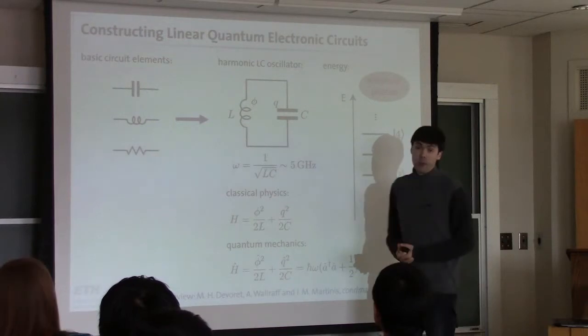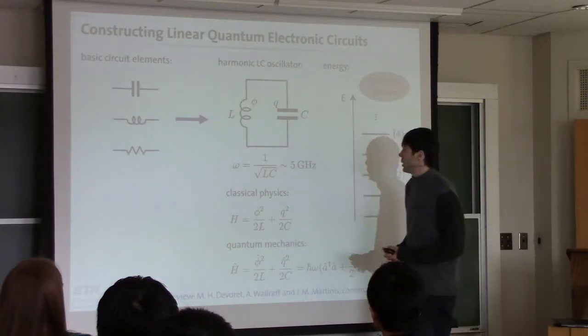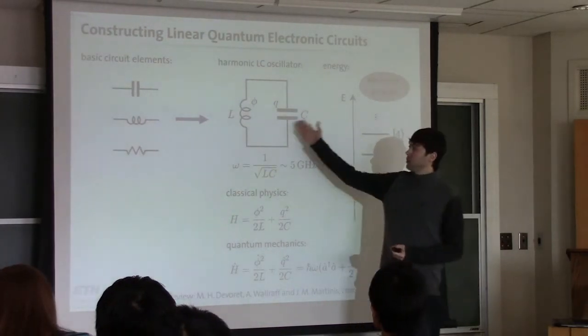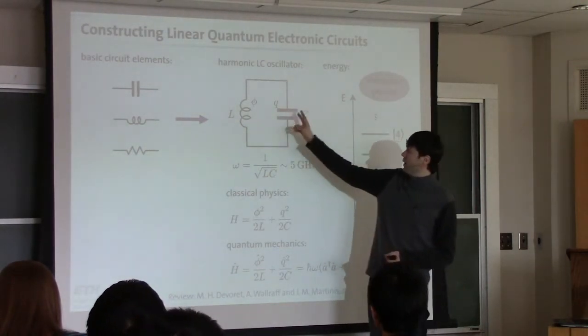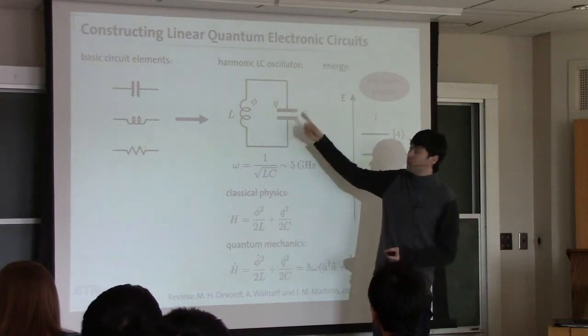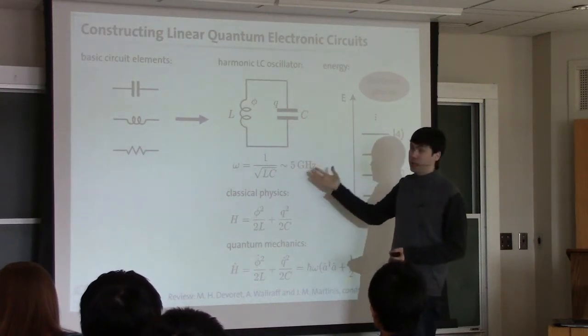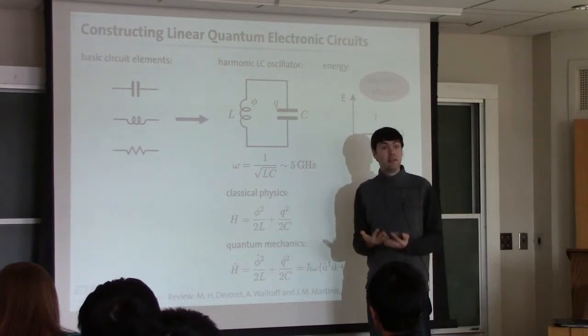Now, what is the simplest quantum circuit you can try to build? You could try to build an LC resonator. If we tweak the values of L and C, we could get the resonance frequency of this resonator to be in a gigahertz regime. This is experimentally very convenient.